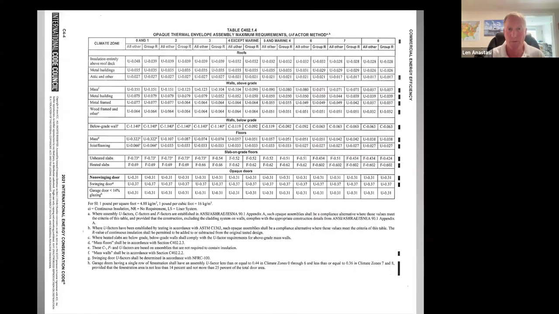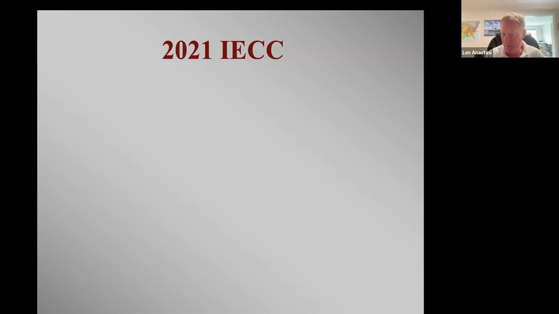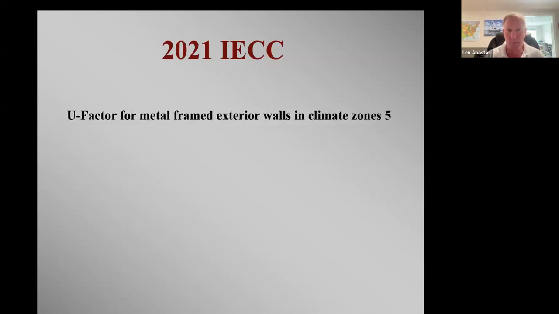So if you look at your performance requirement table here, I'm in zone 5. I'm up in Massachusetts. So if you look at above grade walls, metal framed above grade walls in zone 5, you need a U factor of 0.055 for your whole exterior wall assembly to meet the intent of the code here. A lot of people don't identify really well with the U factor. They're more used to an R value, and I'll show you how to convert that so it's more understandable.